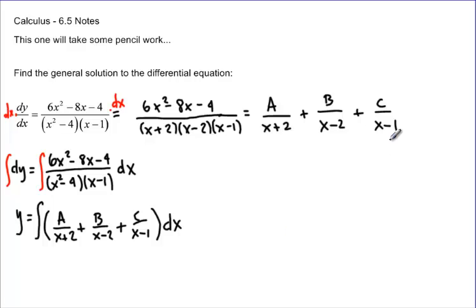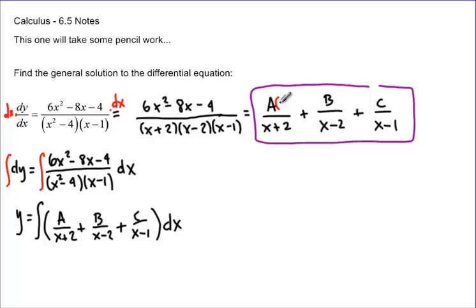So back over here to our partial fraction decomposition, if we look at this, the thing to keep in mind is that we want to get a common denominator. So when we do that, we have to multiply the numerators by the pieces that are missing. So A gets an x minus 2 and an x minus 1. B gets x plus 2 and x minus 1. And C gets x plus 2 and x minus 2.